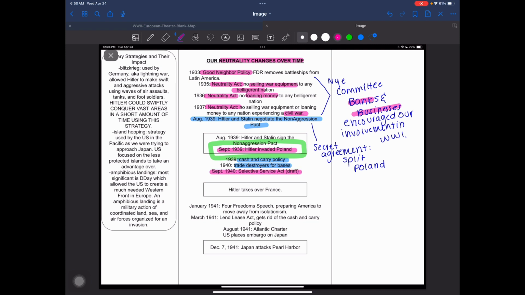FDR is going to do something that's never been done before. We are technically not at war, but he is going to get Congress to pass the Selective Service Act. We're going to start drafting soldiers. Now, what that shows you is that FDR knows things are escalating in Europe.